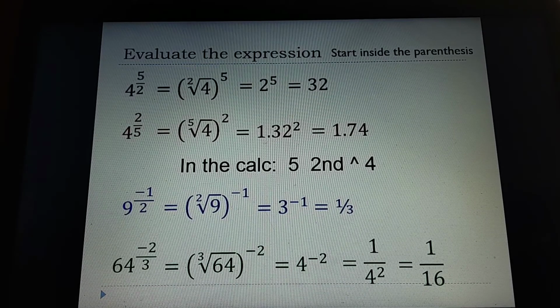Okay, that's the math you're going to be doing in assignment 10. There's a worksheet posted to do.